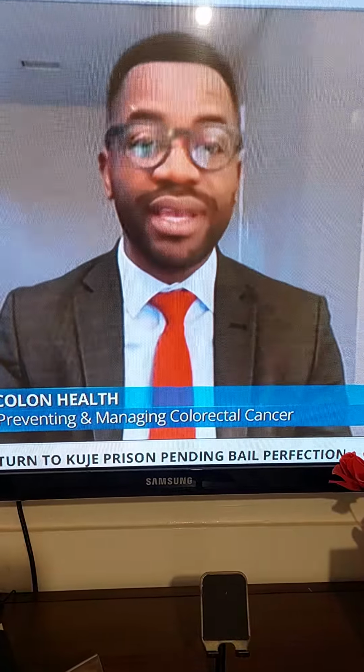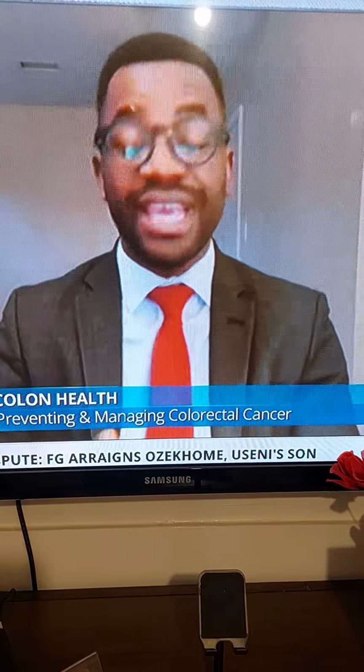There are risk factors that we cannot modify. So, for example, family history. If you have a family history of colon cancer, your risk is increased. There are different kinds of family histories that are important. There are also some hereditary colorectal cancer syndromes that can increase your risk, and that has to do with your genetics.